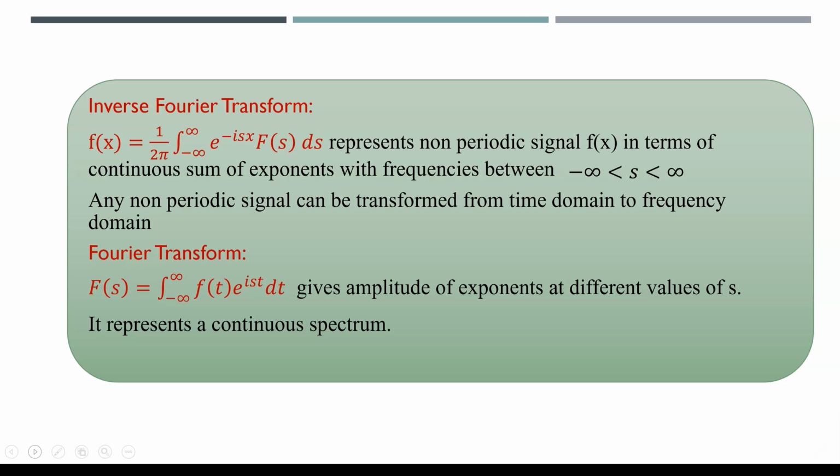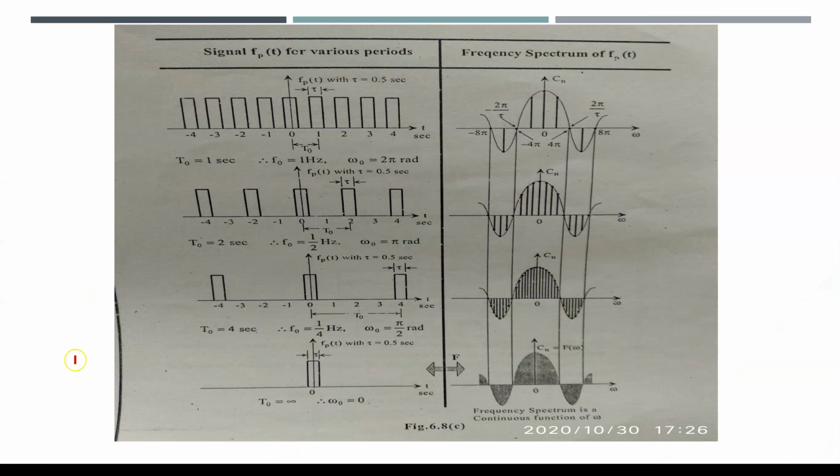Now the Fourier transform is F(s) equal to integral minus infinity to infinity f(t) e power ist dt. This gives the amplitude of exponents at different values of s. This represents a continuous spectrum. In Fourier series, if a range L is extended up to infinity, then the frequencies are very densely packed. Then in the frequency spectrum, we get a continuous spectrum. We have discussed this in the introduction of this unit.